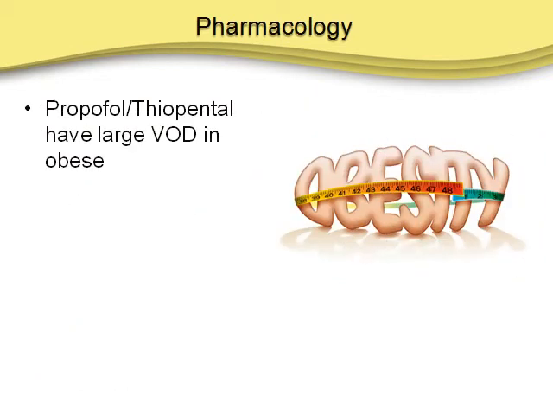Propofol and thiopental have a very large volume of distribution in obese patients. Clearance of these agents is also increased. Maintenance infusion should be given based on total body weight, but induction doses based on total body weight could result in cardiovascular depression. Cardiac output is a major determinant of the early distribution kinetics of these agents. Therefore, induction doses should be based on lean body weight.